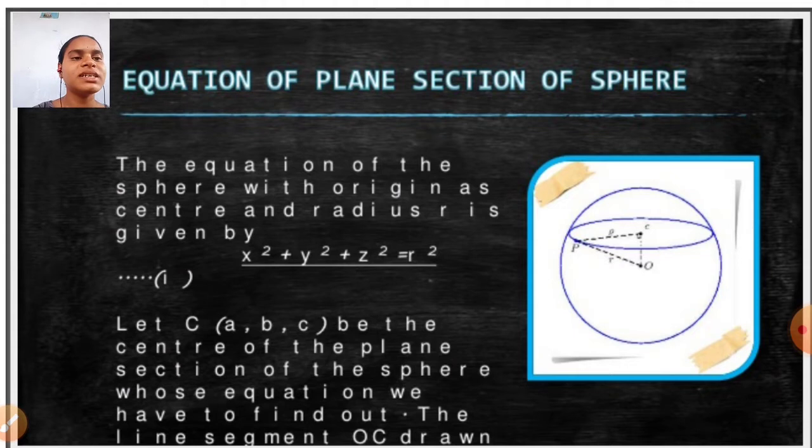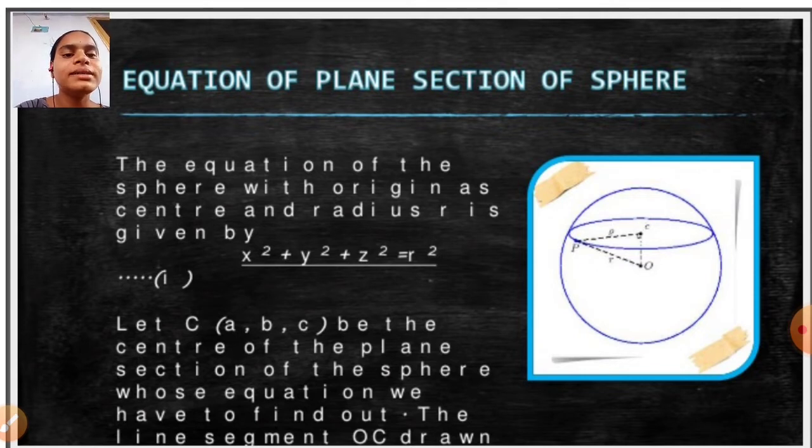Here we observe a sphere and in it a circle. That means the plane and the sphere intersect. The equation of the sphere with origin as center and radius r is given by x square plus y square plus z square equals r square. This is the standard equation where the center (u, v, w) has minus u, minus v and minus w equal to 0, comma 0, comma 0. Hence the standard equation is x square plus y square plus z square equals r square. Consider this as equation 1.